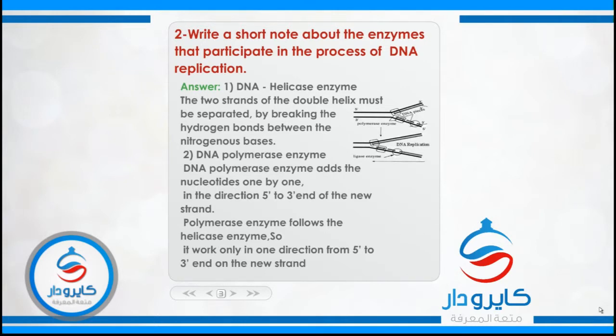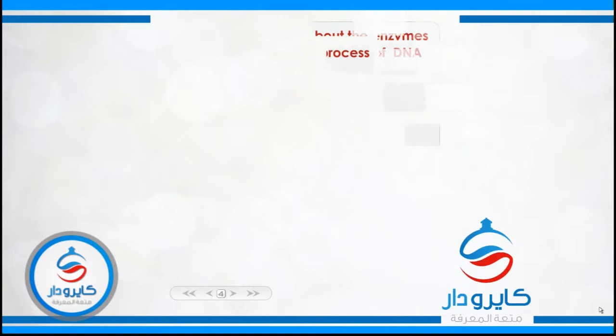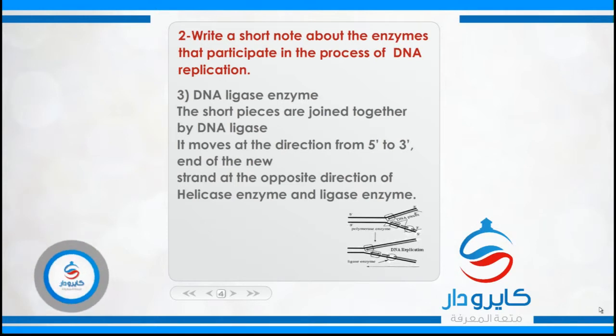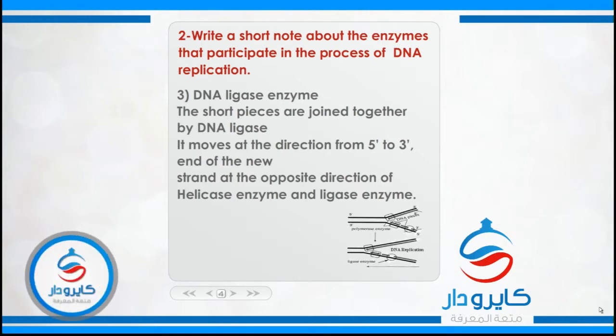But the third enzyme is called the ligase enzyme, or DNA ligase. DNA ligases are responsible for joining the nucleotides of the DNA to form the other strand, which acts in a direction from 5' to 3', the opposite direction of each of the DNA helicase and the DNA polymerase. Those are the three enzymes responsible for the duplication of the DNA: DNA helicase, DNA polymerase, and DNA ligase.